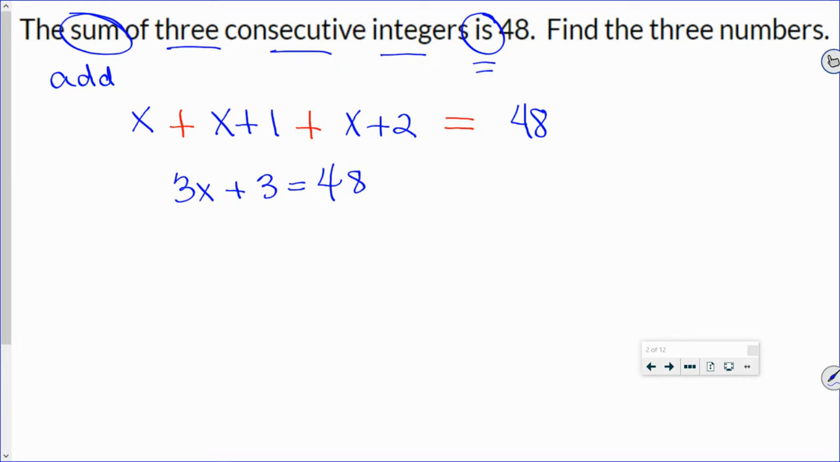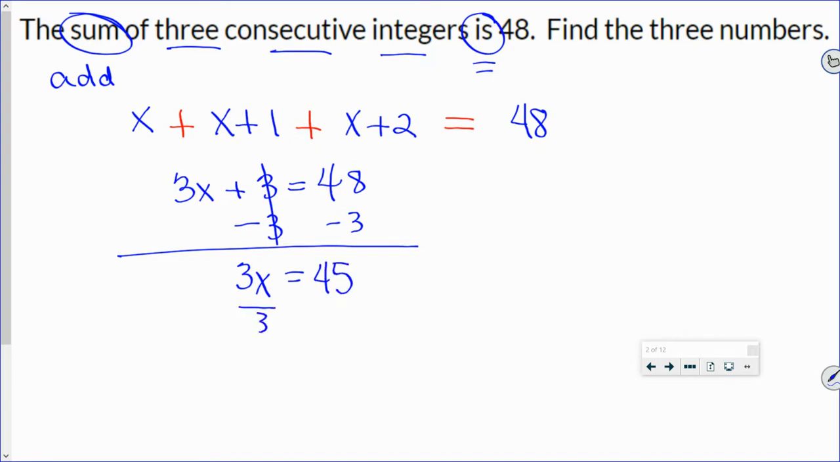So I know how to solve the equation from here on out because I've done that for several days now. I know that using the subtraction property of equality, I can subtract 3 from both sides. And because these are inverse, it's the inverse property of addition. They cancel each other, leaving me with a 0. So I have 3x equals 48 minus 3, which is 45. Then divide by 3, x will equal 15.